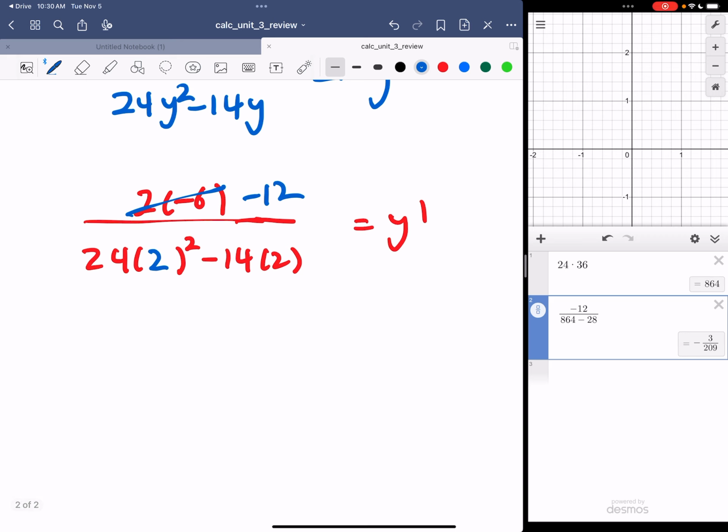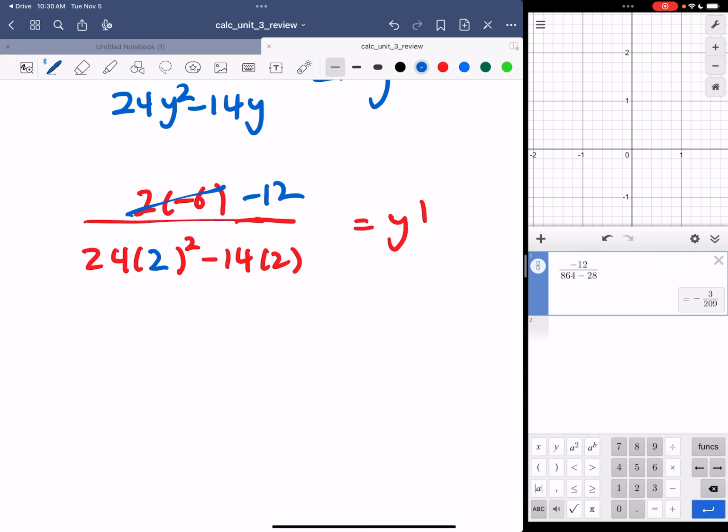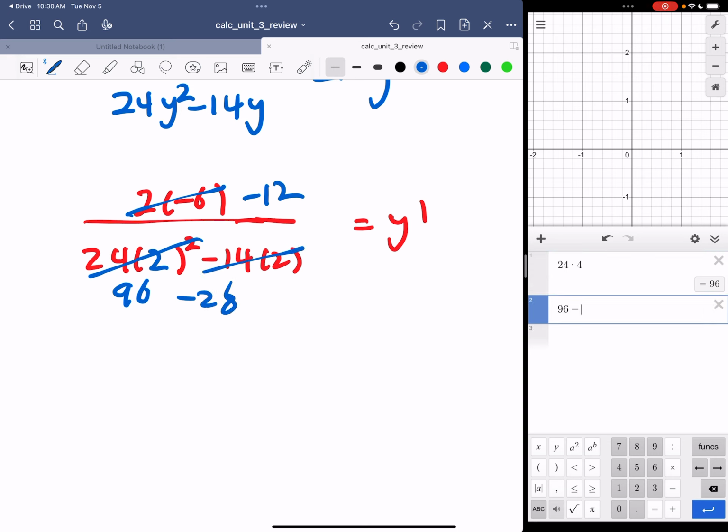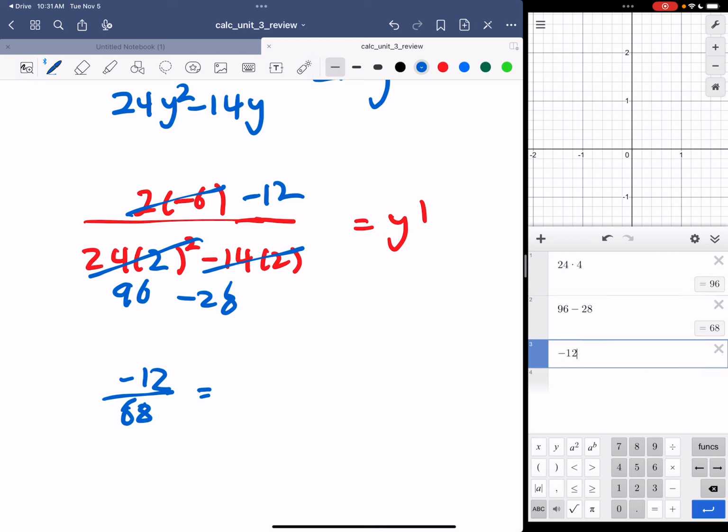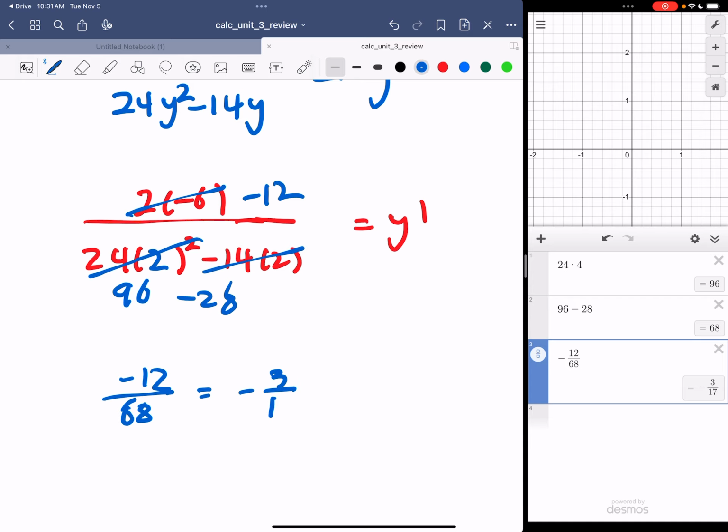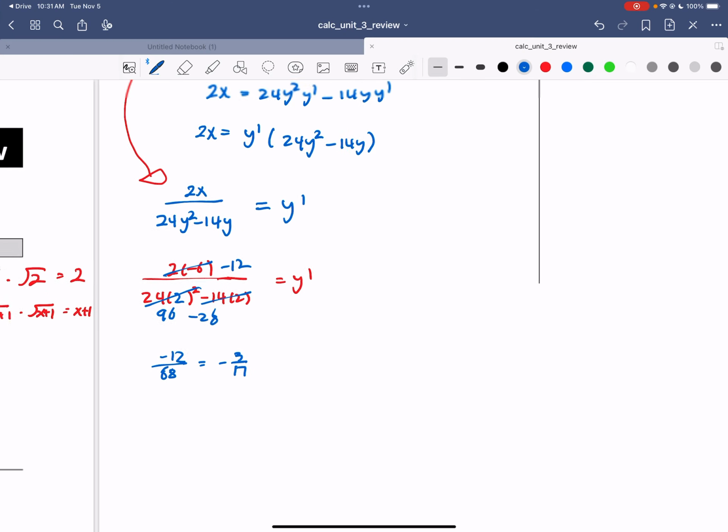So still I'm going to use a calculator, because 2 squared is 4, 24 times 4 is 96. So this whole thing is 96 minus 28. And 96 minus 28 is 68. So on the top, I have -12 over 68. -12 over 68 is -3 over 17. Okay, that's a slope.